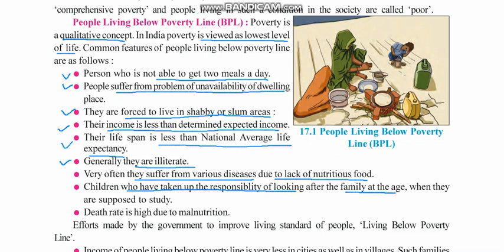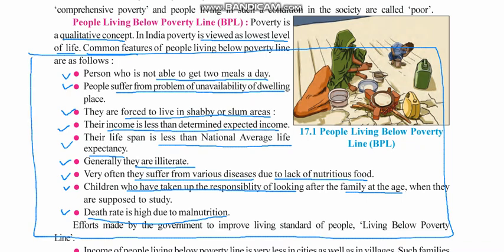So at the age when they are supposed to go to school, they are looking after the family. That is also one of the features of people below the poverty line. The death rate is high due to malnutrition. These are the main features. This can be asked as a question about the common features of people living below the poverty line, and all of this can be termed as the answer.